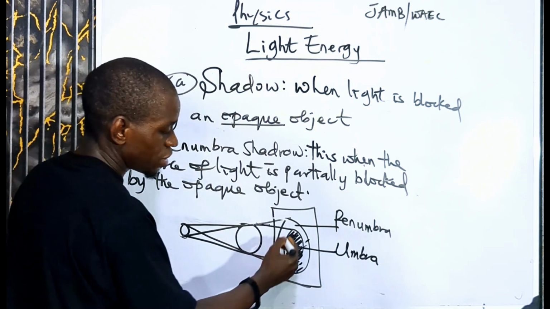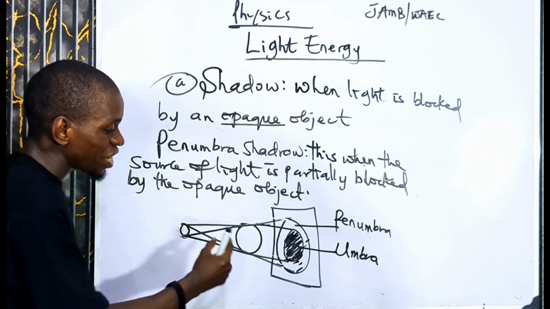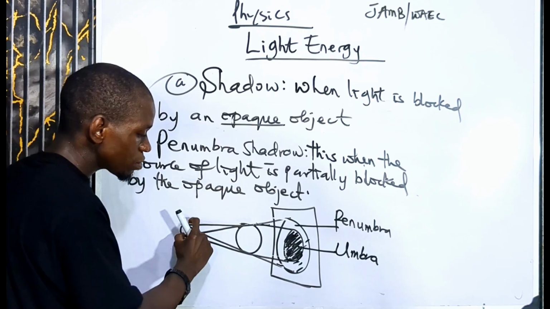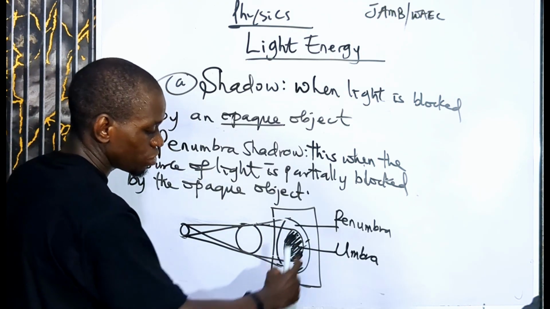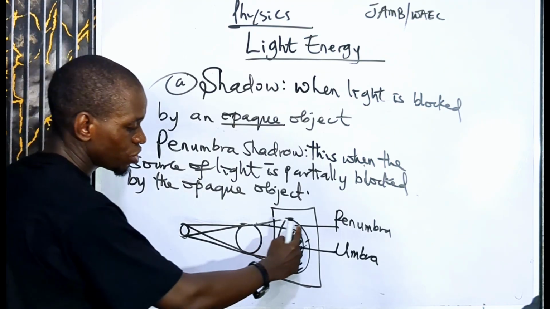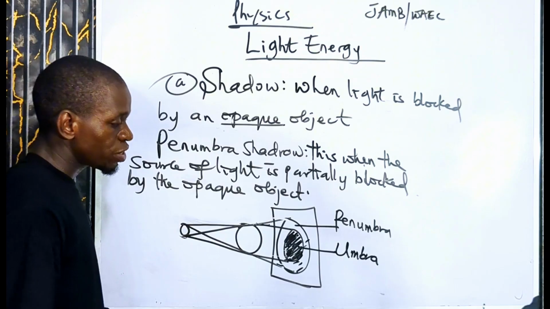So you see that here, because the opaque object partially blocked the source of light, it still casts a shadow. So if you look at it now, you can see some shadow around it, and that one is called your penumbra shadow.